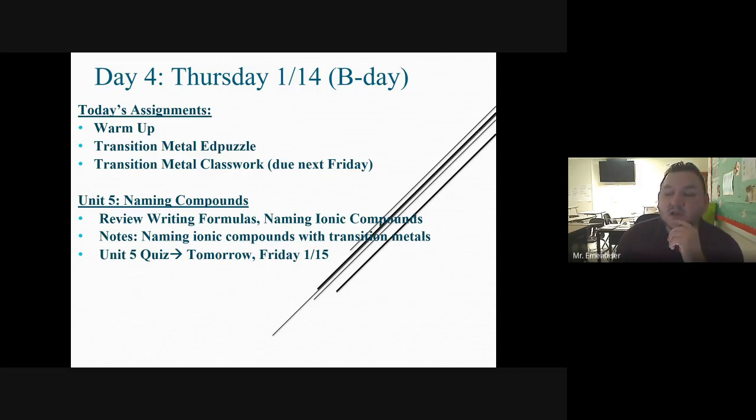So we're still talking Unit 5 on naming compounds. Today we're going to review how to write the formulas, how to use polyatomic ions, and then we're going to talk about how to name ionic compounds. Today we're going to focus on naming compounds with transition metals. It's a little different. It's not bad, but it's a little different. And then tomorrow will be a B day as well, and tomorrow we will have a quiz.